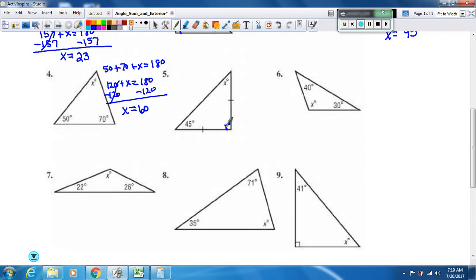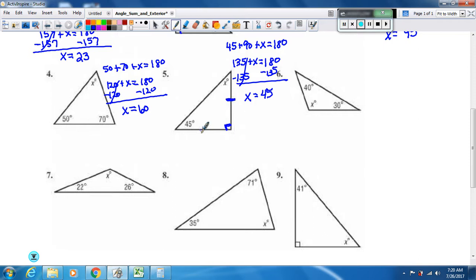Number 5, we have a 45. Remember, the box is 90. 45, 90, and x. 45 plus 90 is 135. Subtract out 135. X equals 45.